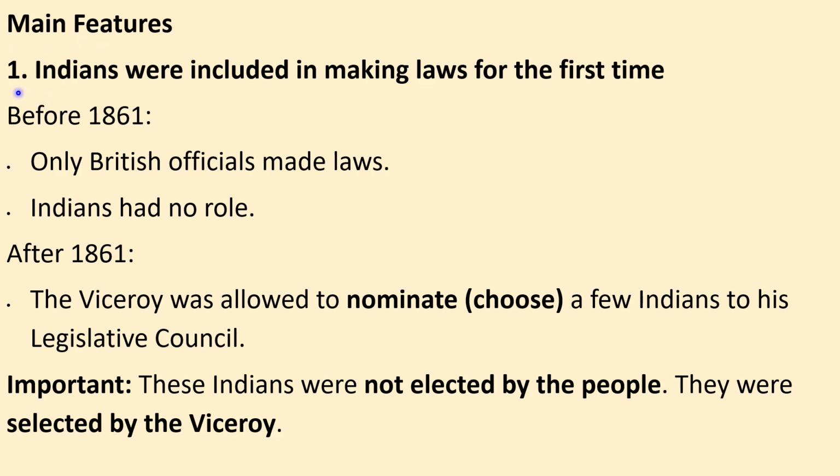Main features. Number 1. Indians were included in making laws for the first time. Before 1861, only British officials made laws. Indians had no role. After 1861, the Viceroy was allowed to nominate a few Indians to his legislative council. Remember, these Indians were not elected by the people, they were selected by the Viceroy.